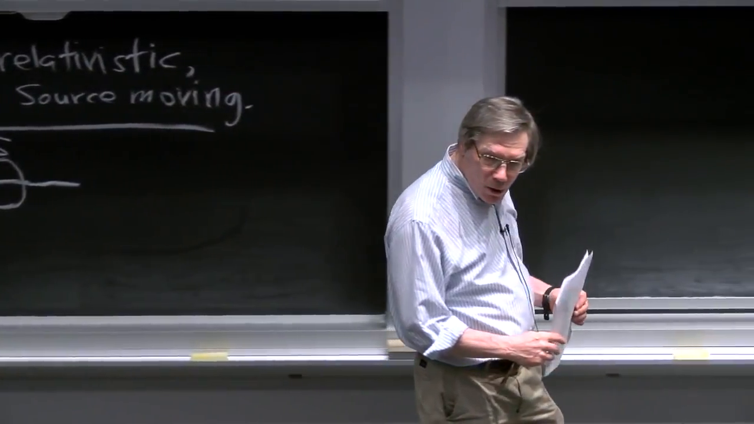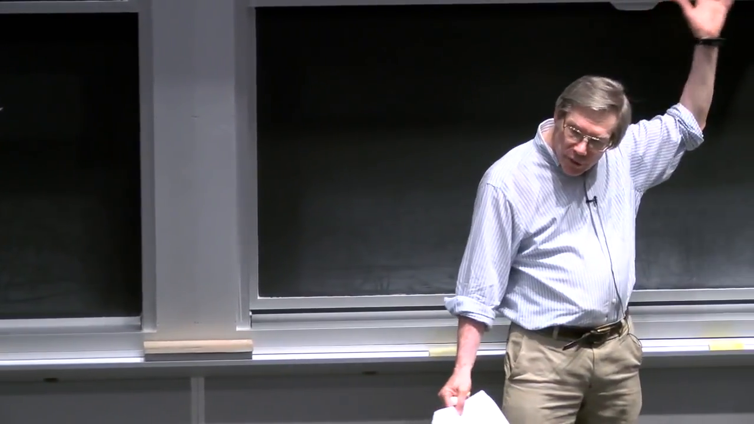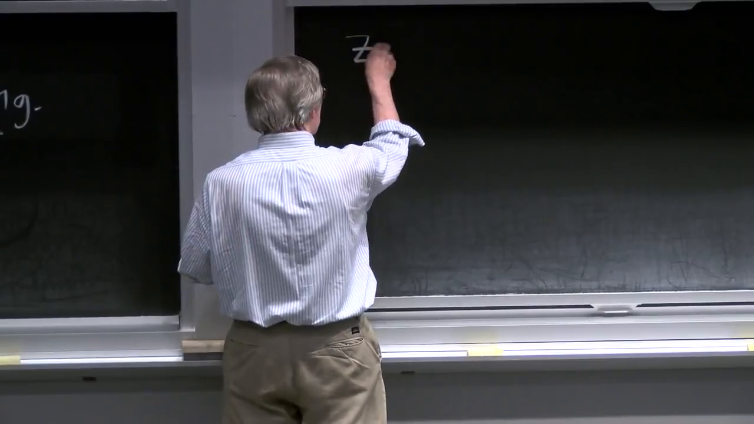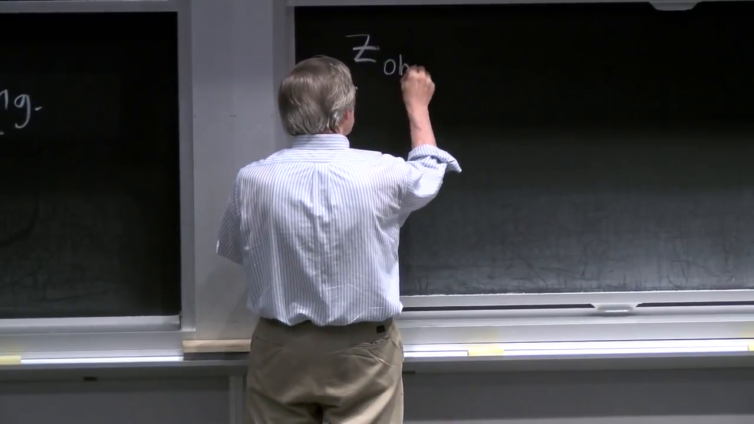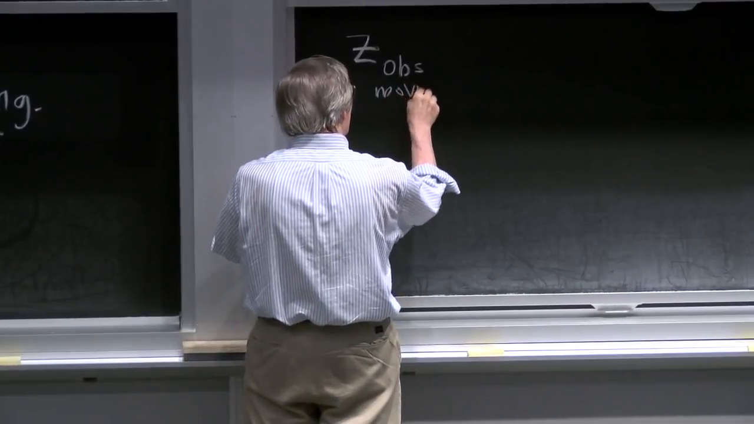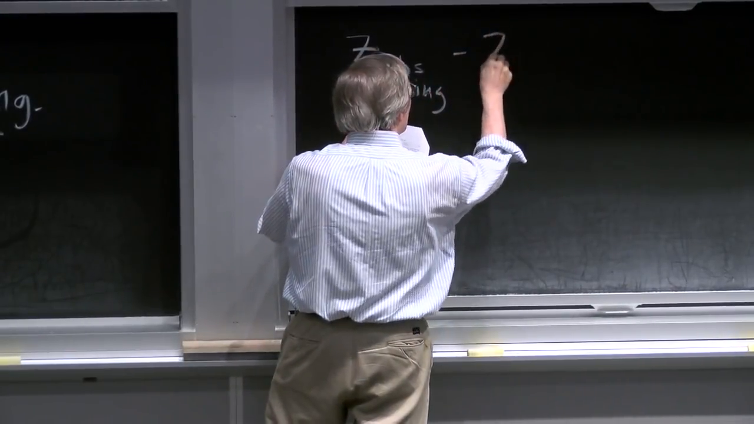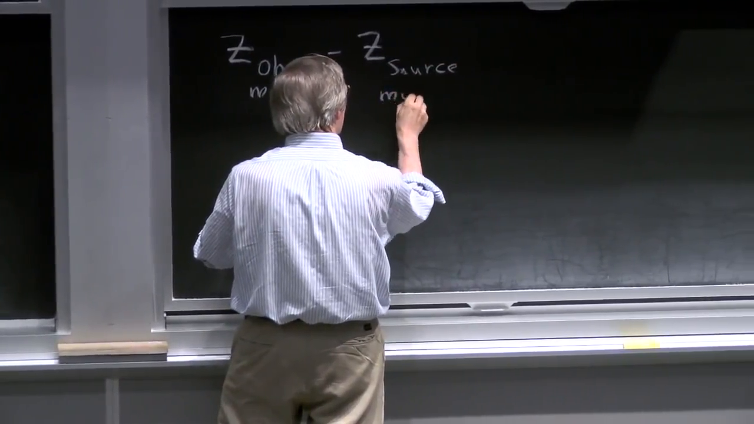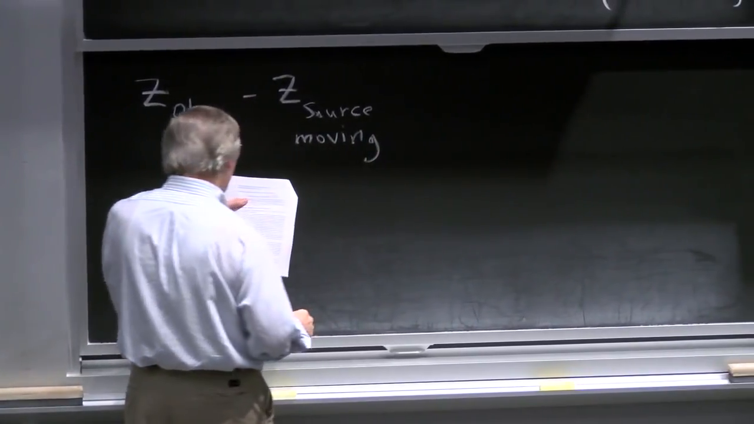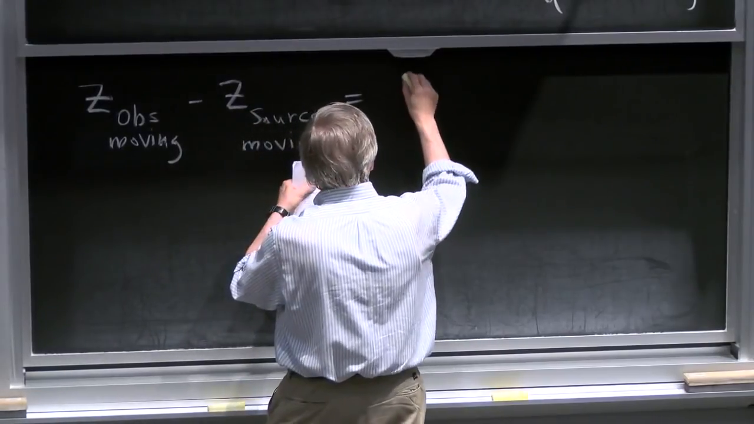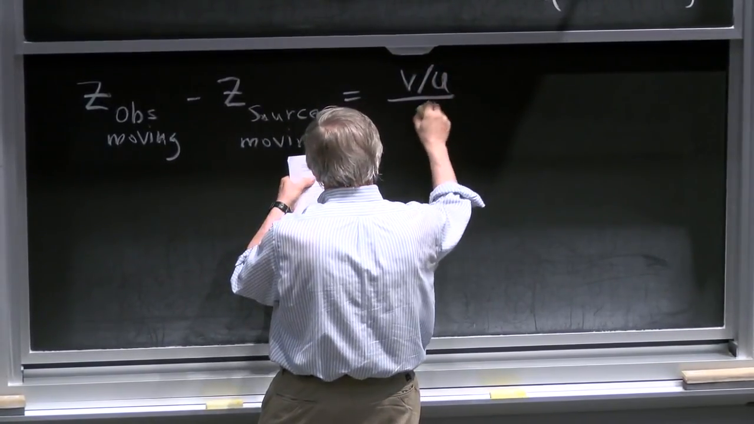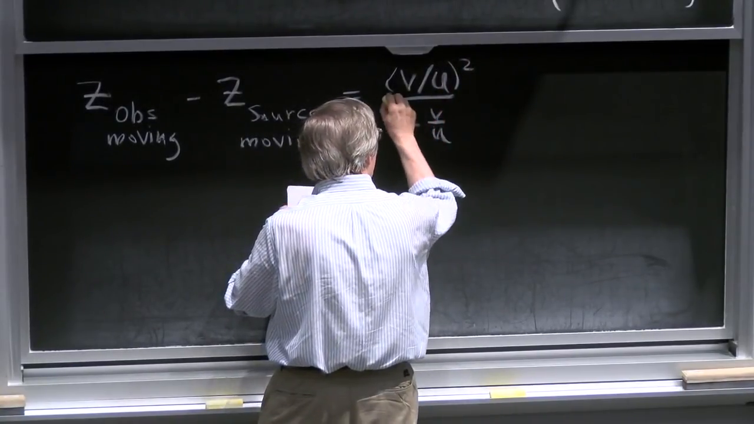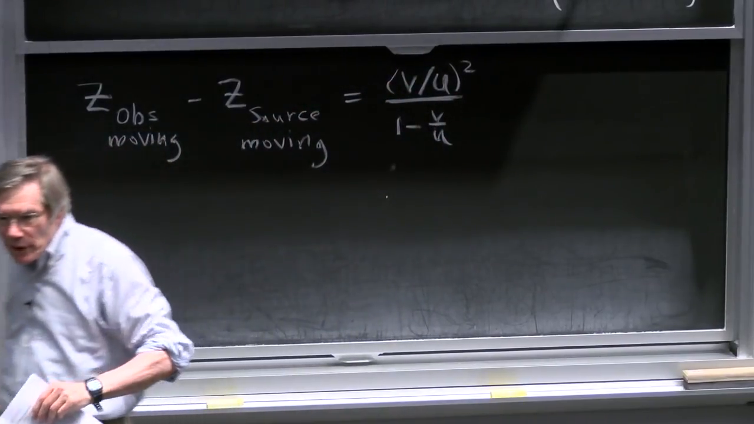And if v over u is small, the denominator is close to 1. So the two answers are going to be almost the same. One can describe that a little bit more succinctly, perhaps, by saying that z with the observer moving minus z with the source moving is equal to v over u quantity squared times 1 minus v over u in the denominator. So there's just a little bit of algebra to get that result.